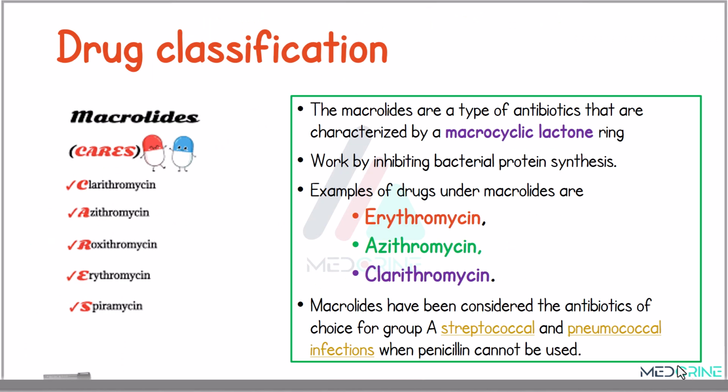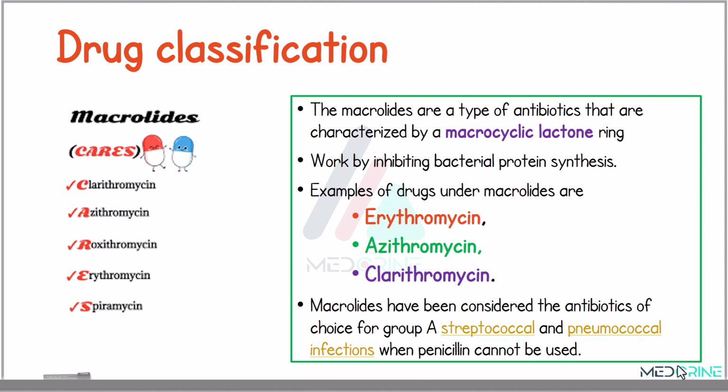structure. These antibiotics are most commonly used as a fallback or as an alternative to the treatment of group A streptococcal and pneumococcal infections in patients who have penicillin allergies. They generally work by inhibiting protein synthesis in the bacterial cell by binding to the 50S subunit of the ribosomal structure. We have 5 examples of macrolides, and the commonest ones are erythromycin, azithromycin, and clarithromycin.